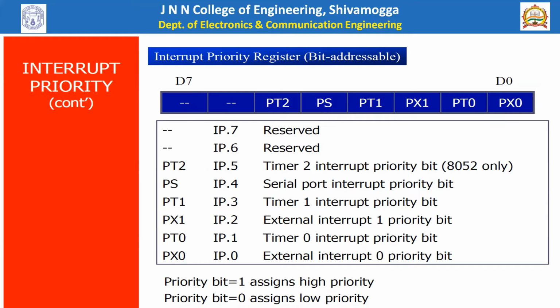So if any one among these 5 needs to be given highest priority, you have to make that particular bit high. Suppose you want to make timer 1 high, then IP.3, bit number D3, needs to be 1. Remaining all you put 0. So what happens if more than one interrupt is enabled? Among that, if timer 1 interrupt is there, it will be serviced first. Remaining will be serviced later. So this is how the concept of priority works.